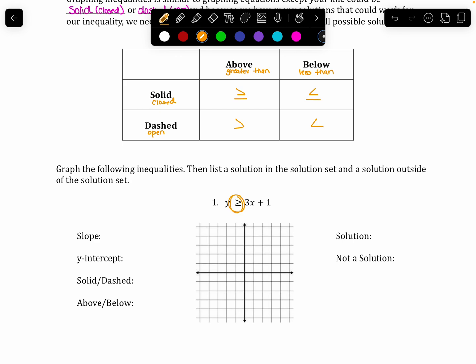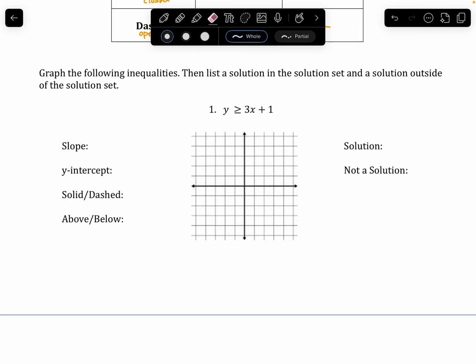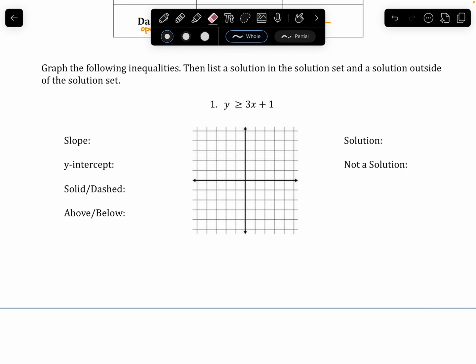So notice that we have an inequality sign over here, so before we do anything, we should be able to say, okay, I know that I'm going to be shading above, and I'm going to have a solid line. But that's why we make that table. It's just going to help us figure out what we're doing. All right, it says graph the following inequalities, then list a solution in the solution set and a solution outside of the solution set. So in order for us to graph, we want our equation in a graphable form, such as slope-intercept or point slope.